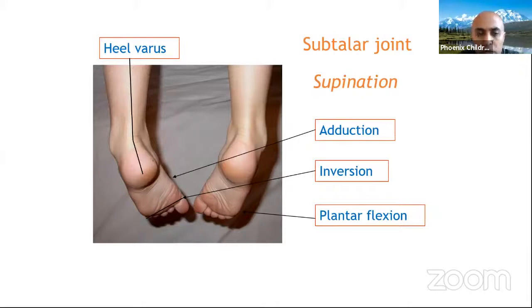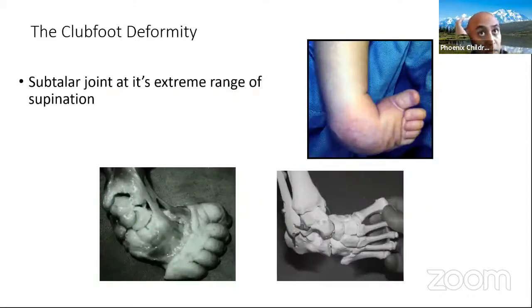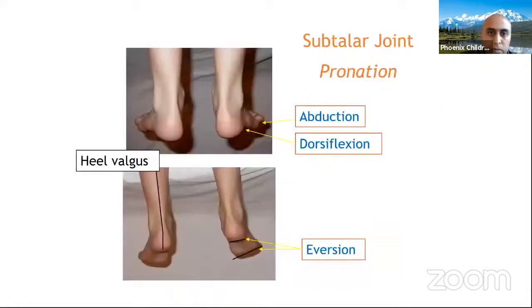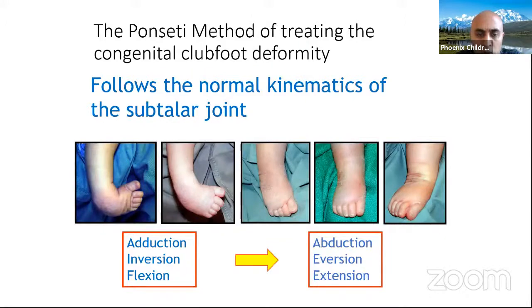Also, we need to understand the two extreme positions of the subtalar joint and the foot in general, which is supination, a combination of forefoot adduction, hindfoot varus, and ankle equinus. Recognize that the clubfoot is an extreme form of supination deformity of the foot, as shown here. And what we want to get to is the foot in the pronated position, where the forefoot is abducted, the ankle is dorsiflexed, and the hindfoot is everted. So the Ponseti method, using the kinematic coupling of the subtalar joint, takes the foot from an extreme supinated position, which is shown on my left, to a pronated position, which is on my right.